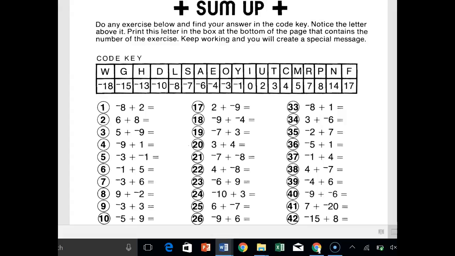So we got this riddle. It's sum up, and it says, do any of the exercises below. Find your answer in the code key. Notice the letter above it. Print this letter in the box at the bottom of the page that contains the number of the exercise. Keep working until you create the special message.